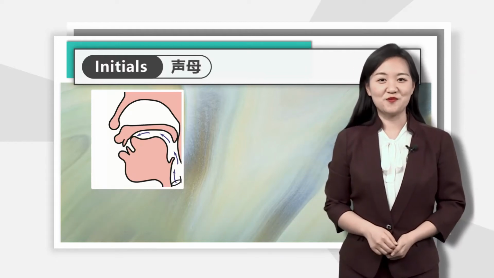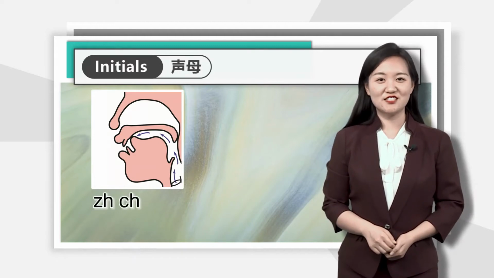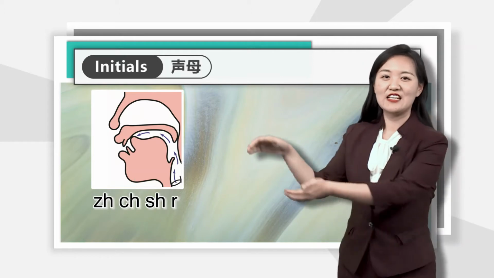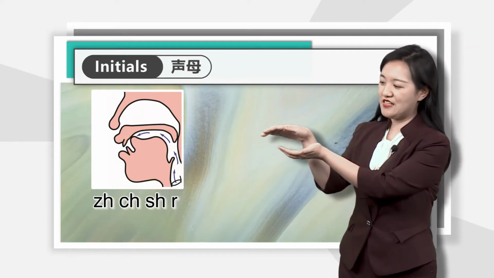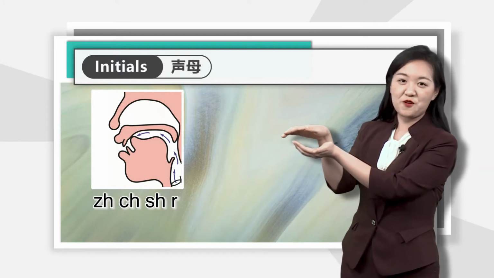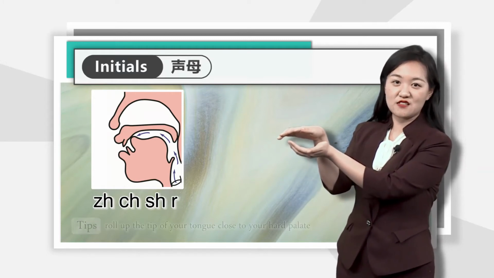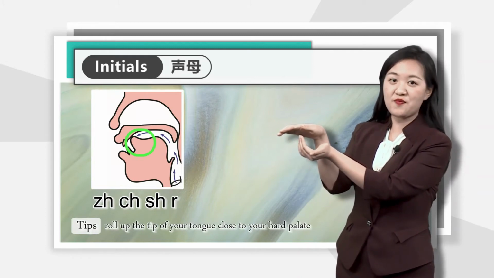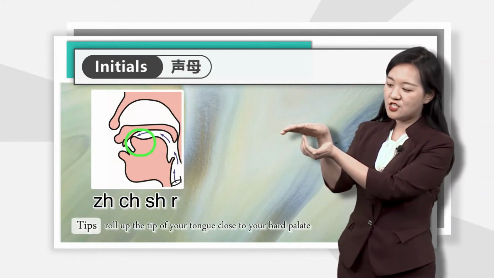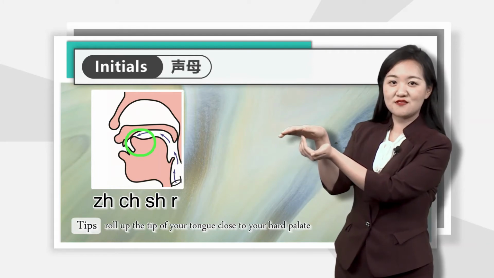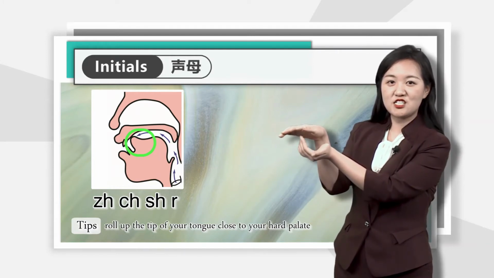For the second group, 知, 吃, 诗, 日. Take my hands as if this is your upper jaw and this is your tongue. When pronouncing these 4 finals, roll up the tip of your tongue and get close to the hard palate. 知, 吃, 诗, 日.